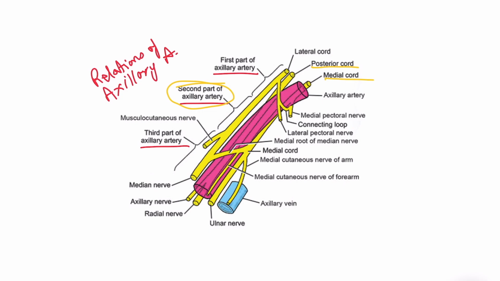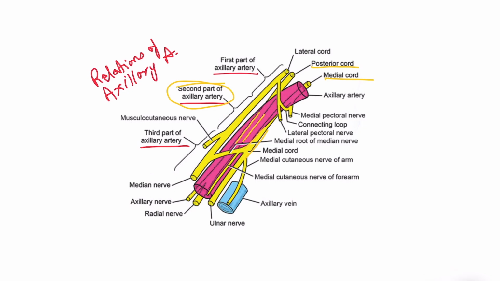Now in the second part you can see that the lateral cord is in lateral relation, the posterior cord comes to lie in the posterior relation, and similarly the medial cord comes to lie in the medial relation, only in the second part. Again in the third part you will find that these cords actually diverge because of their various branches, right? So that's why it's the second part of the axillary artery according to which there is the nomenclature of the three different cords of the brachial plexus.